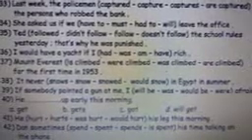Number 33, last week, the policeman captured the persons who robbed the bank. Here you have the keyword of the past, so you use the past. The policeman captured. Captured means arrested. Number 34, she asked us if we had to leave the office.